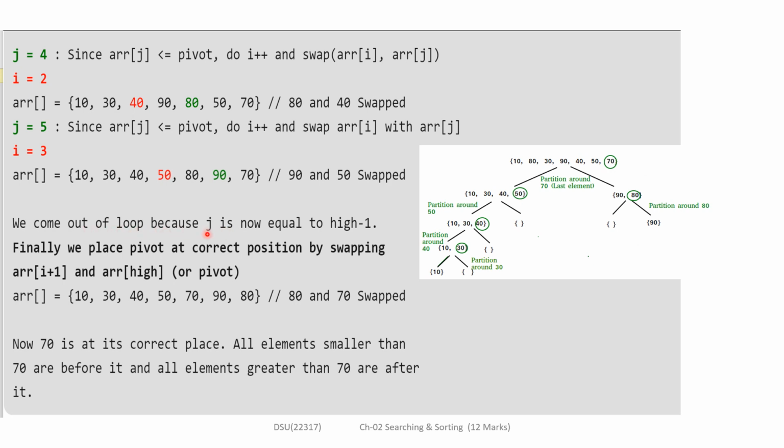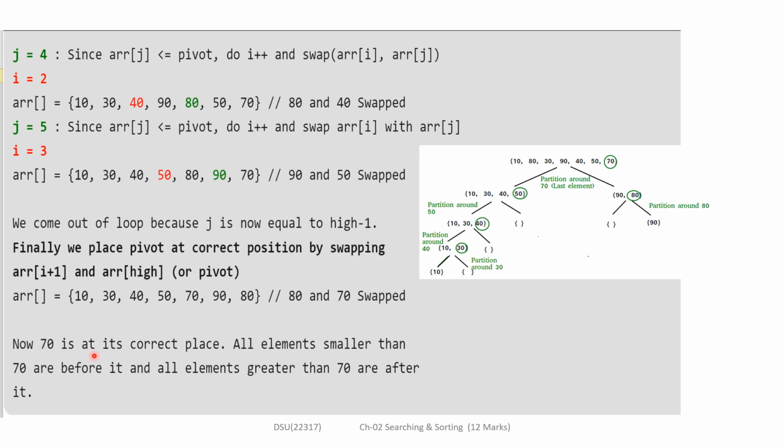We come out of the loop because J is now equal to high -1. So finally, we place the pivot at the correct position by swapping array of I plus 1 and array of I. So our array list became 10, 30, 40, 50, 70, 90, 80. In this step, 80 and 70 are swapped.